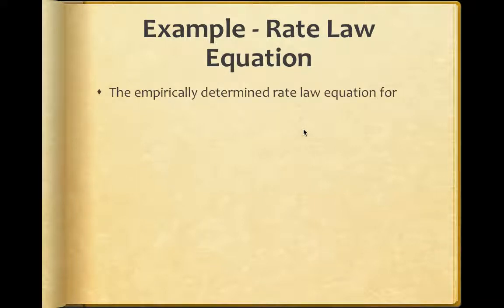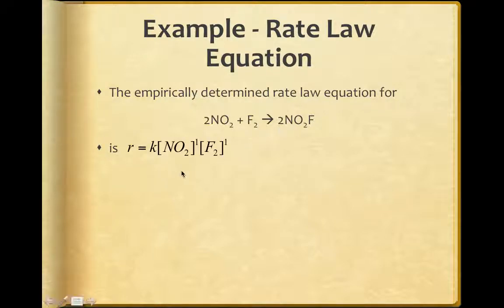So now that we've explained what the rate law equation is, we're going to go back to that initial reaction that we were looking at earlier. We have 2NO2 plus F2 goes to 2NO2F. The rate law expression for this reaction, determined empirically through experimental evidence, was R = K[NO2]^1[F2]^1.